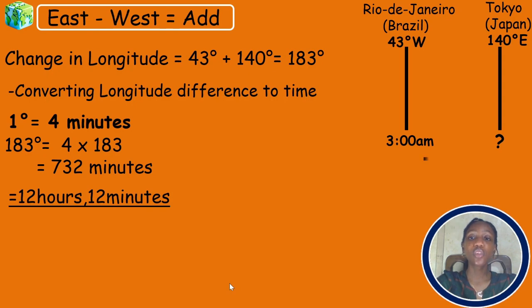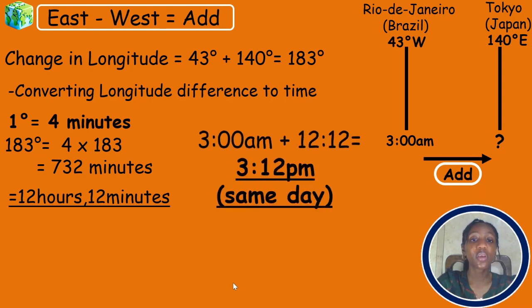Drawing an arrow pointing to the unknown, we see that it points to the east, which means addition. So now to get the final time, we need to add our time difference to 3 a.m. and that will be 3:12 p.m. the same day. If you move 12 spaces forward on your analog clock from 3 a.m., you'll be back to 3, but this time is 3 p.m. and you just add 12 minutes, making it 3:12 p.m. the same day, since you only move from morning to afternoon.